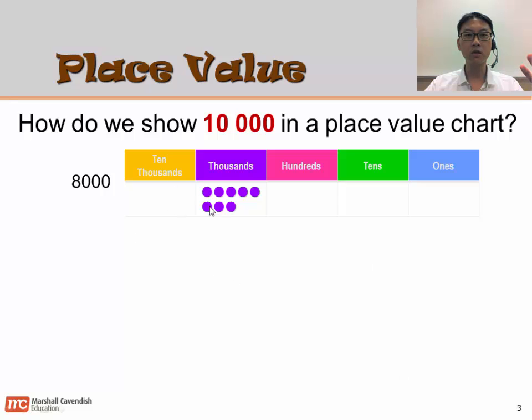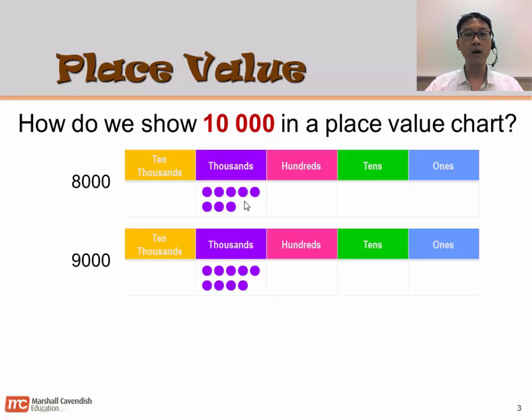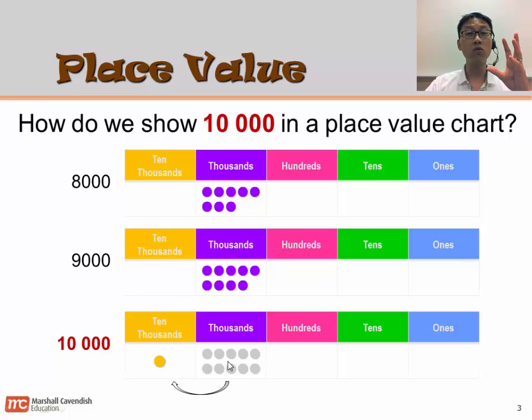So 8,000, you have 8 in the thousands place. If I go up to 9,000, I will have 9 in the thousands place. And when we hit up to 10,000, what's going to happen? Yep, you know that we will regroup, because once it hits 10, we can regroup it and move it to the next place value. So we're going to regroup this 10 here, move it up as 1. So instead of 10 here, we will have 1 over at this point here. So that's how 10,000 is represented in a place value chart.